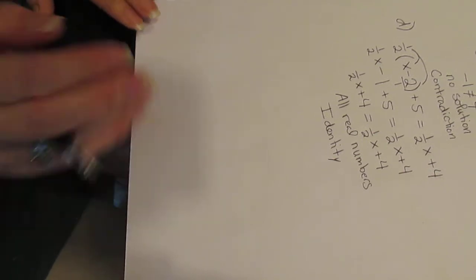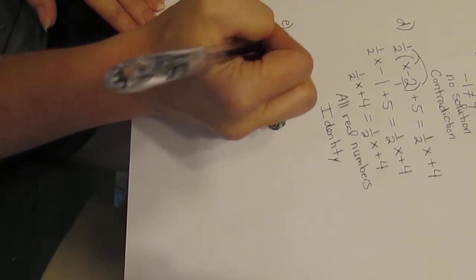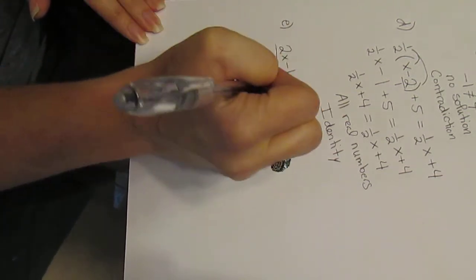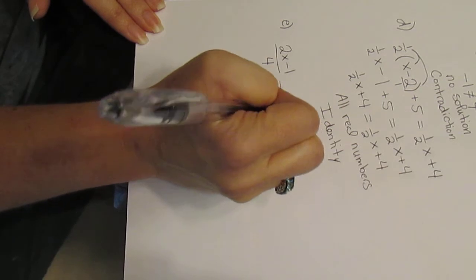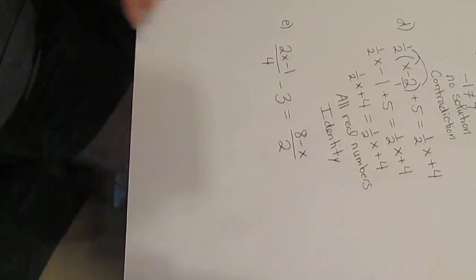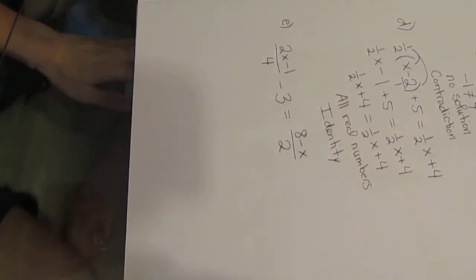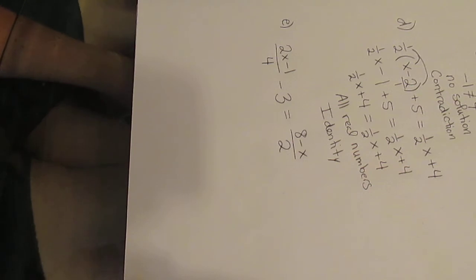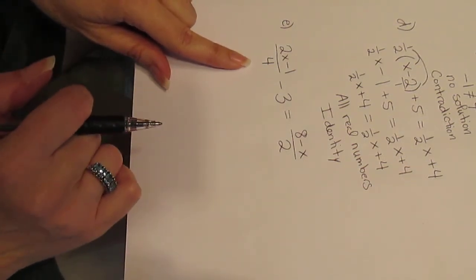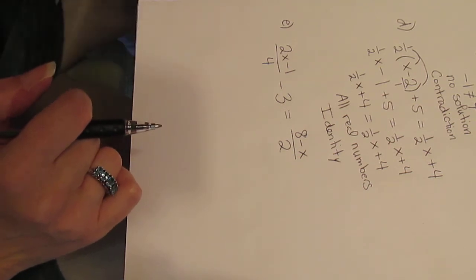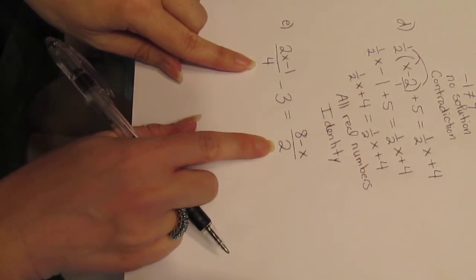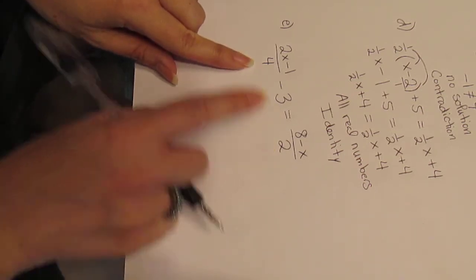Okay, just one more example. Part E, they give me 2x minus 1 all over 4 minus 3 equals 8 minus x all over 2. I wanted to do one like this with fractions to show you that you could get rid of the fractions to make it easier to solve. Okay, so what I'm going to do is get rid of the fractions. I look at the denominators and look for the greatest common denominator. In this case, it would be 4.